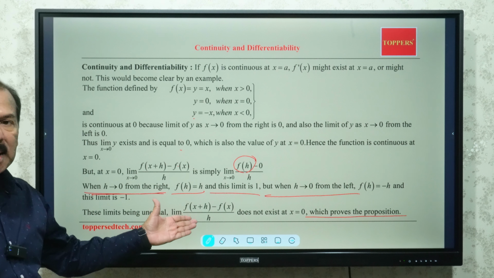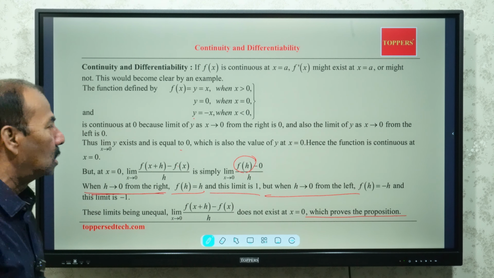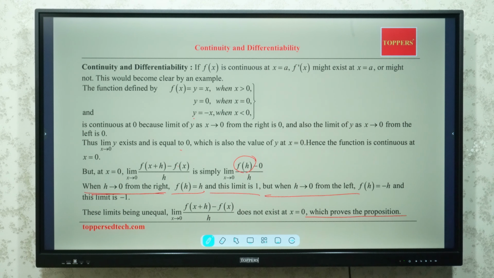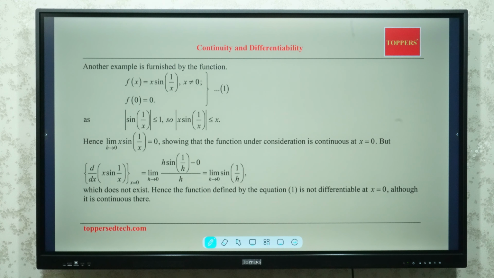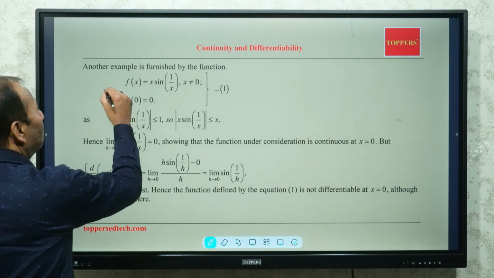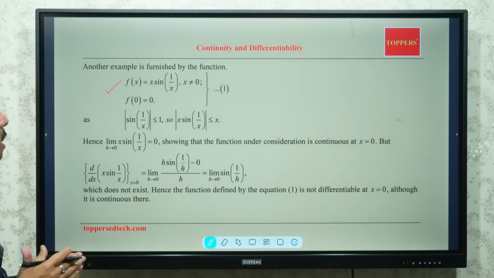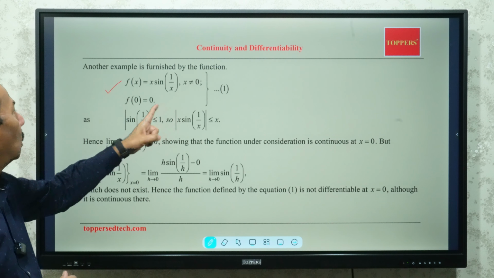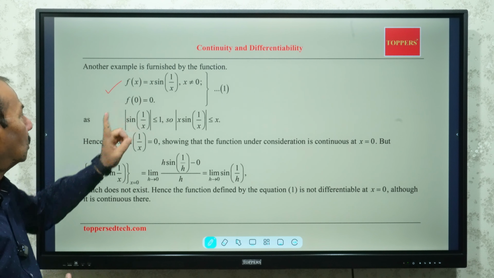We can take some more examples on this. So now let us see another example. Suppose we have this function f of x is equal to x sine 1 upon x when x is not equal to 0, and f of 0 is equal to 0.